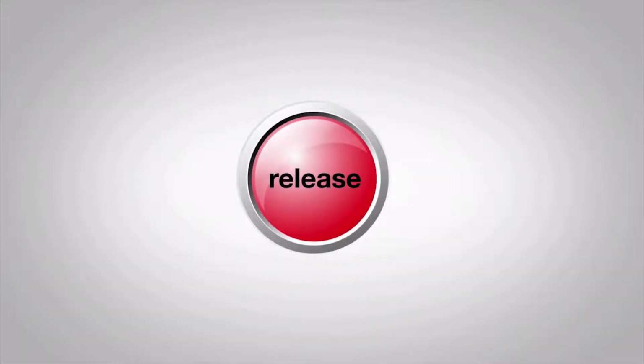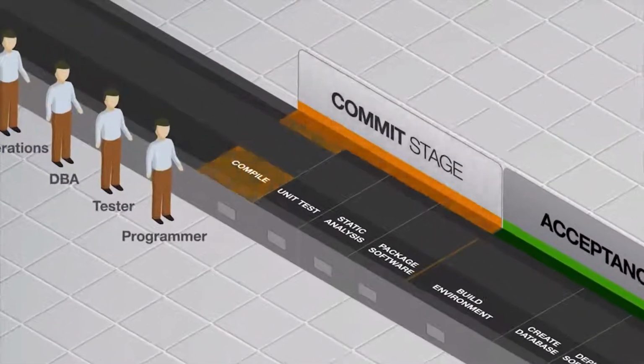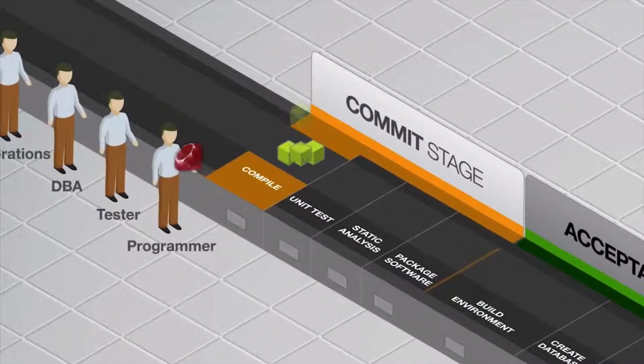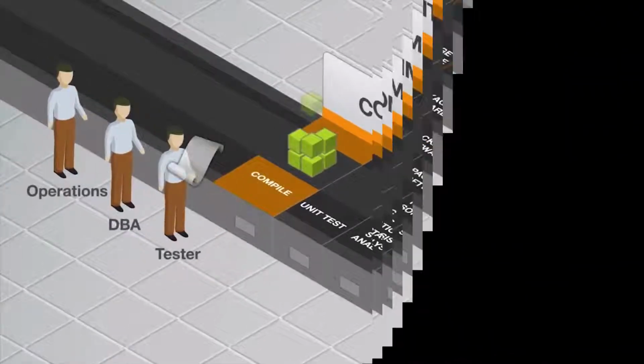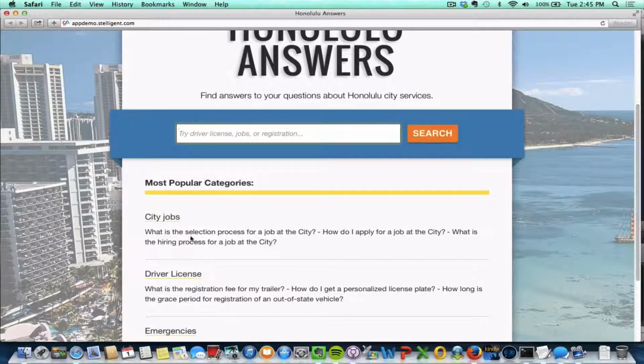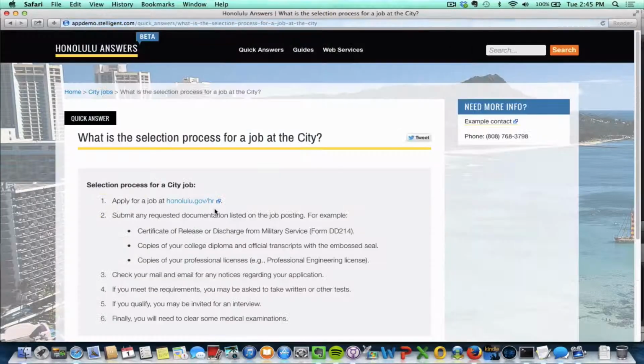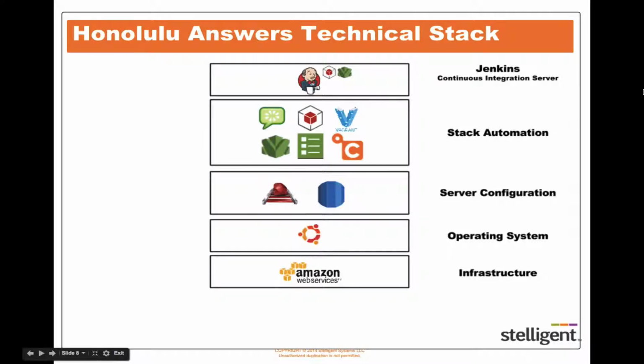Cloud delivery helps teams deliver software in the cloud at the click of a button. Every part of the software delivery process is automated, from check-in to production. The application we're building is a fork from an actual production application written for the city of Honolulu. It's written in Rails, which runs on Apache Passenger and has a PostgreSQL database backend.